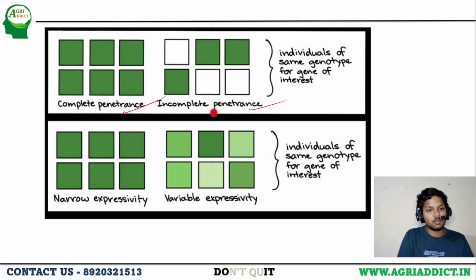And narrow expressivity, or rather uniform expressivity. Uniform expressivity means the expression of the gene is the same in all individuals. But variable expressivity means the expression differs. In some it can be 100, in some it can be 70, or in some it can be 60, like that.